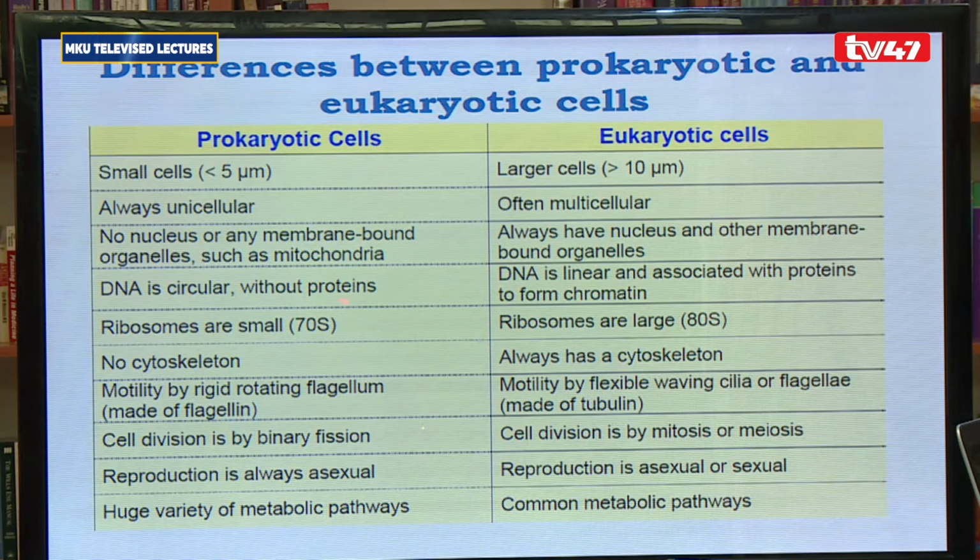And then in prokaryotic cells, we have a huge variety of metabolic pathways, while in eukaryotic cells, they have common metabolic pathways. Now, metabolic pathways are processes in which these cells are able to convert molecules or compounds from one form to the other. They are catalyzed by enzymes, and if you study them, you'll find that they are made up of a number of steps where the metabolite or the compound or the molecule is converted from one form to another form to another form to the final form in which the cell would utilize.